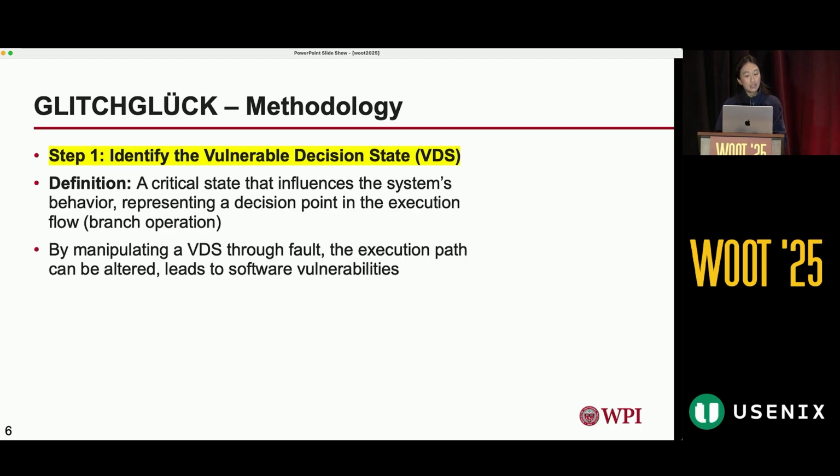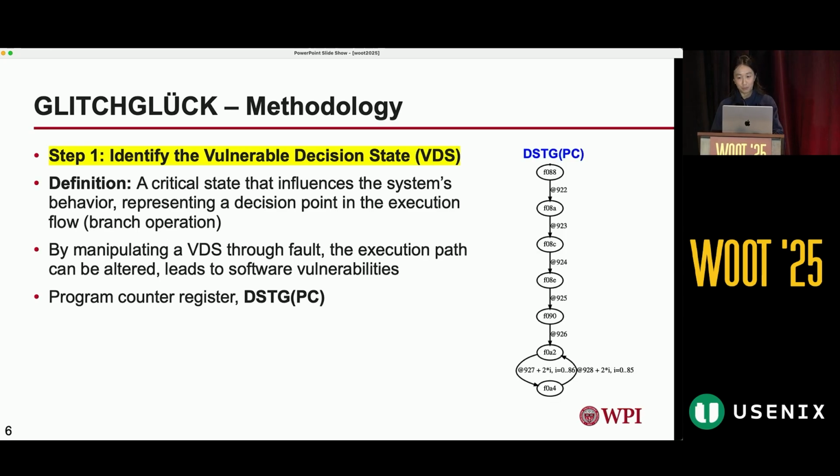The key idea is that we need to manipulate the behavior at the VDS through a fault. Therefore, the execution path will change and lead to software vulnerabilities. Usually, we define the VDS inside of the program counter register. So let's see what the DSTG PC tells us based on that small example.